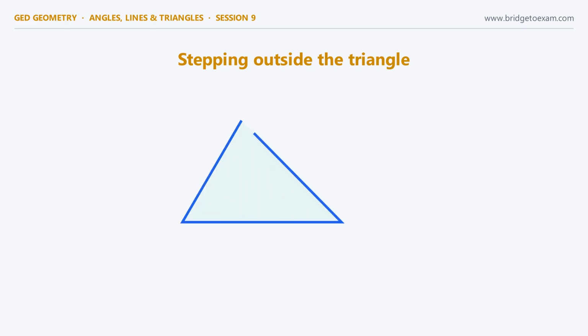Welcome to Session 9. So far, our angles have all lived inside the triangle. Today, we step outside. When you extend one side of a triangle, the angle formed on the outside is called an exterior angle, and it comes with a wonderful shortcut that can save you a whole step.